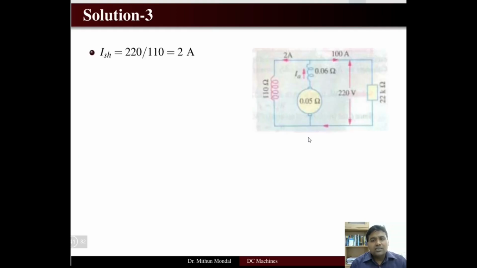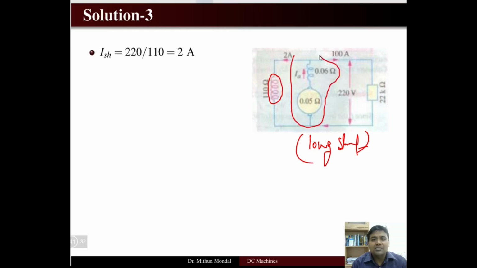So first draw the circuit diagram of a long shunt compound generator. So this is your long shunt compound generator. In the long shunt compound generator, your shunt field winding will be in parallel with the entire armature as well as the series field winding. So this is your series field winding, and this is your load at the terminal. The load power is given, that is 22 kilowatt, and the voltage is 220 volt.